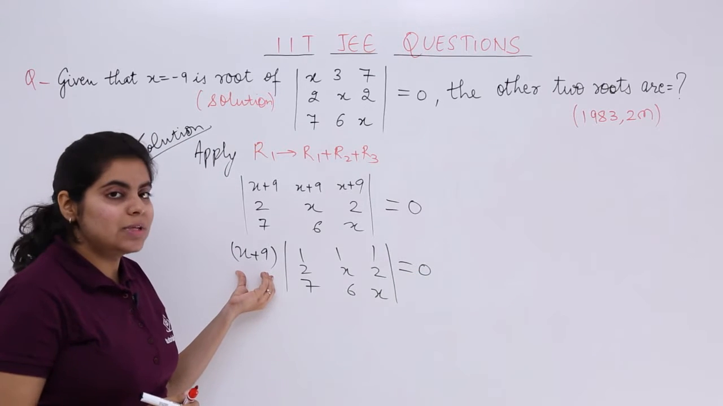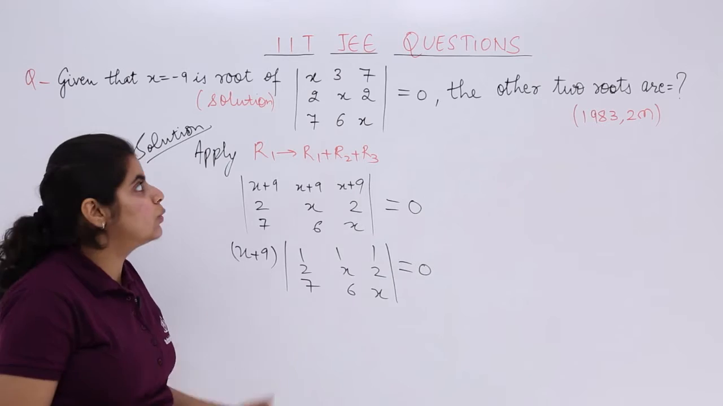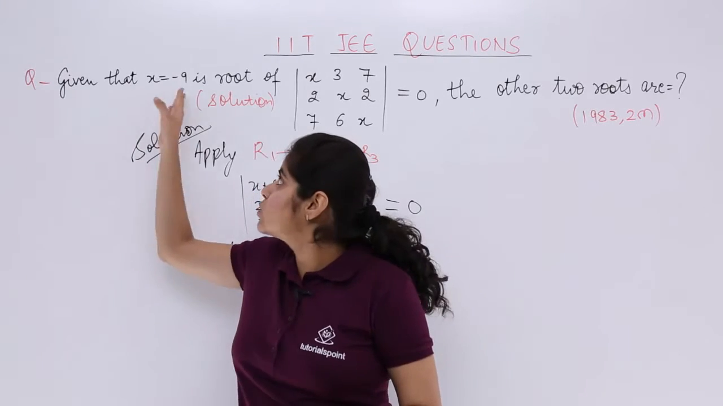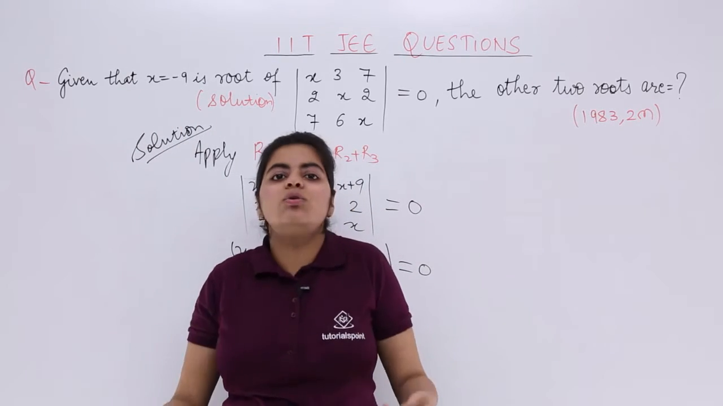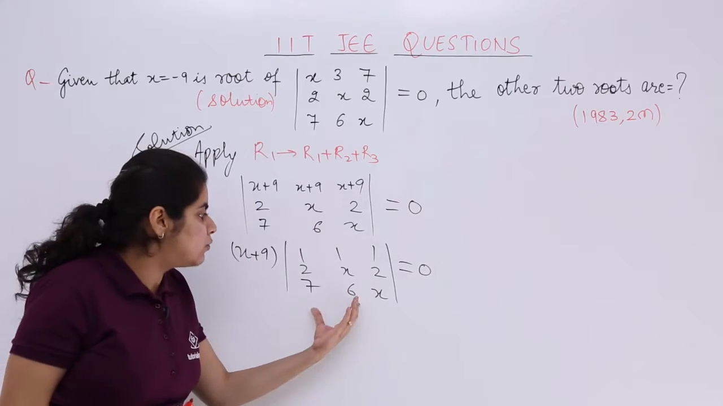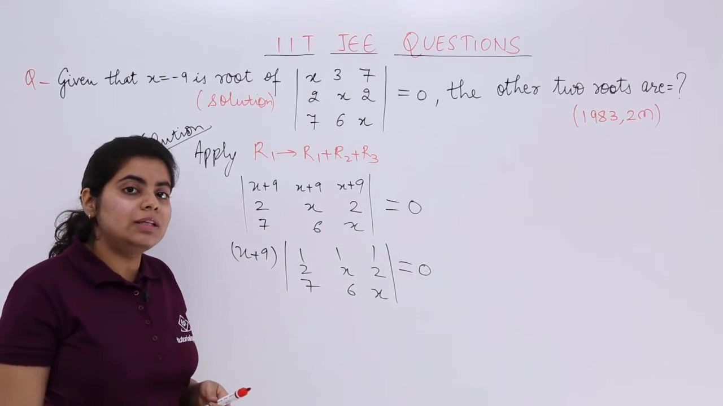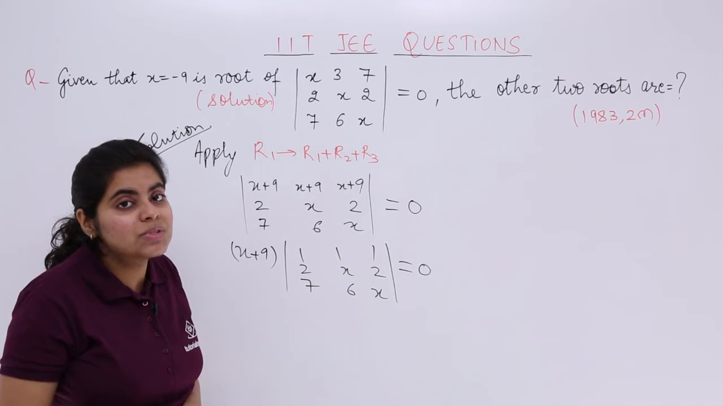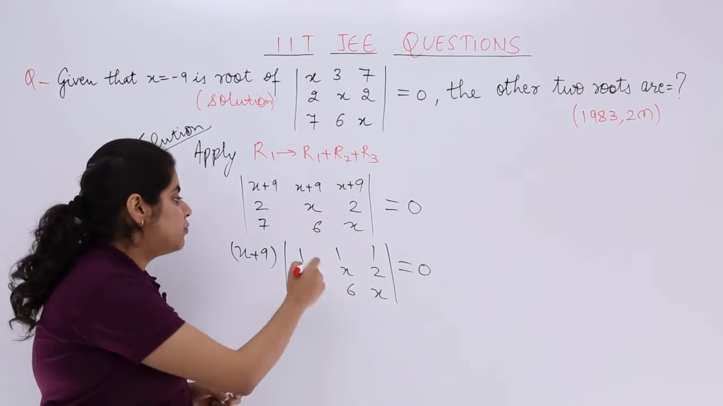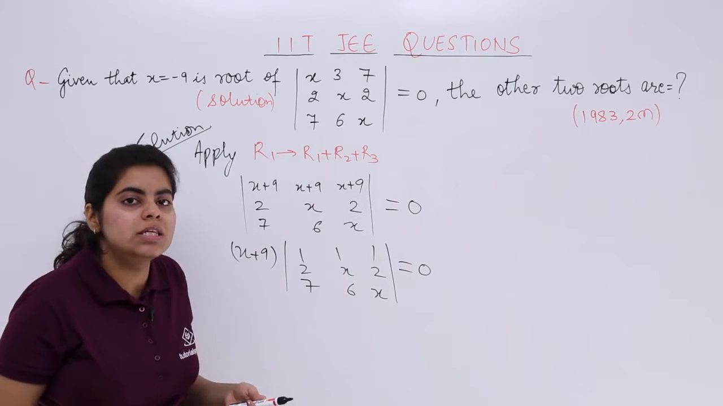Now this gives me x plus 9 is equal to 0, that means x is equal to minus 9, which is already given to us. The other two roots you need to find out, that will be obtained from this determinant. Now to solve the determinant, we know our task is to make maximum zeros. The 1, 1, 1 are here, you have to make zeros.